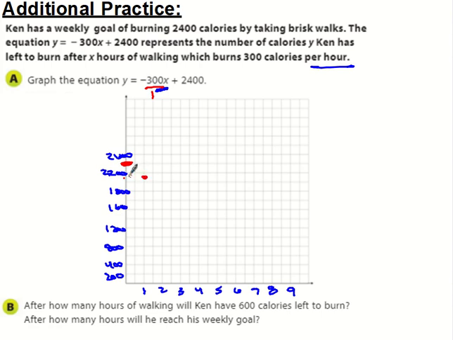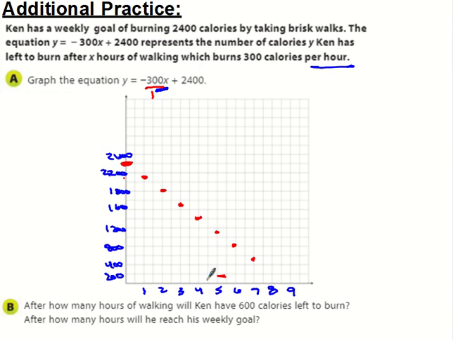Now notice how I skipped over 2. Well, because this is 300, and this is 1 hour, I'm going to do the same thing. So really we're going down 1.5 each time, and then we're going over 2. 1.5 over 2, 1.5 over 2, 1.5 over 2. And I'm just going to keep this pattern going.